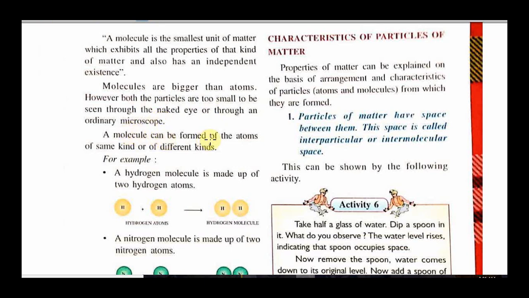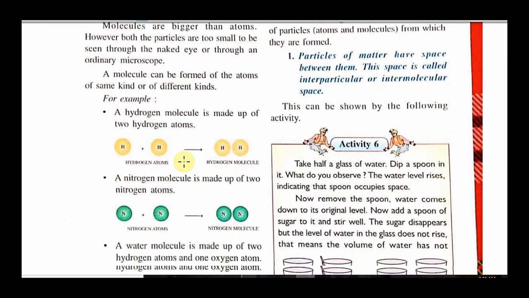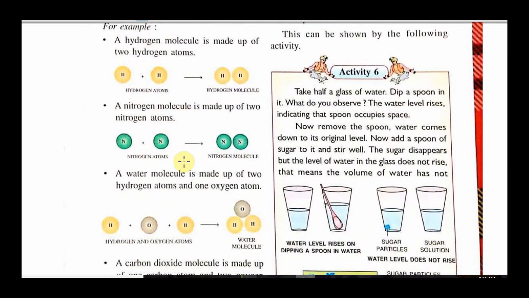A molecule can be formed in two ways, meaning similar atoms combine to form a molecule or different atoms combine to form a molecule. For example, let us see this left hand side example. Now you can see this yellow figure, the round shape. This is a hydrogen atom, this is a hydrogen atom. Two hydrogen atoms combine here to form a hydrogen molecule. You can see this is a nitrogen atom, this is a second nitrogen atom. Two nitrogen atoms combine to form a nitrogen molecule.